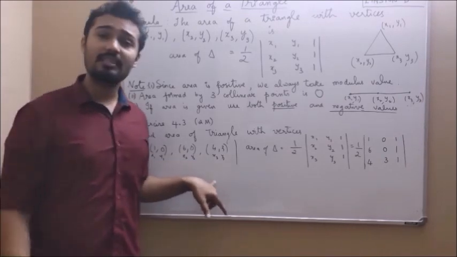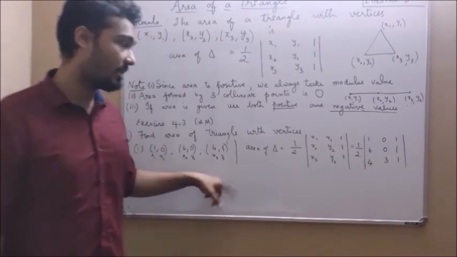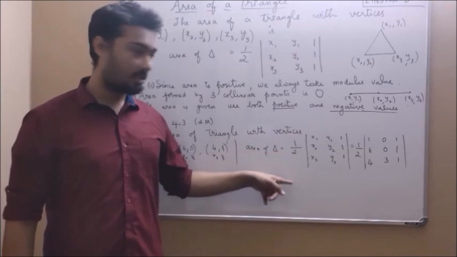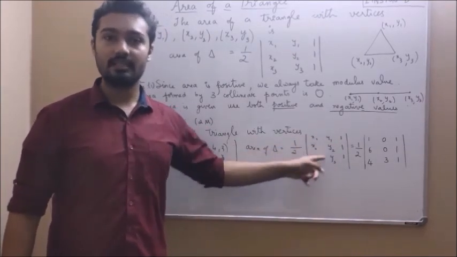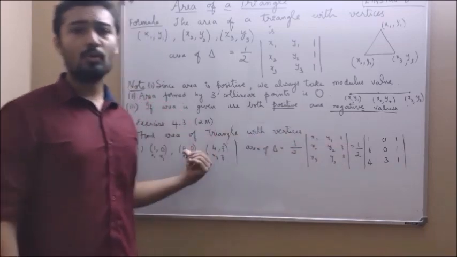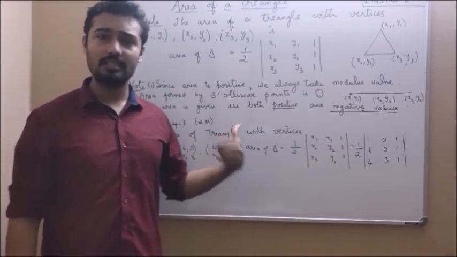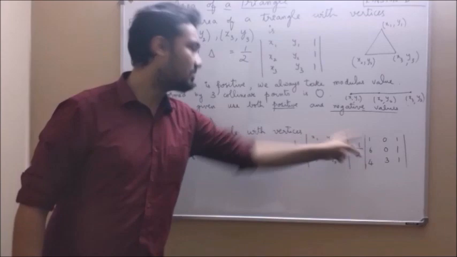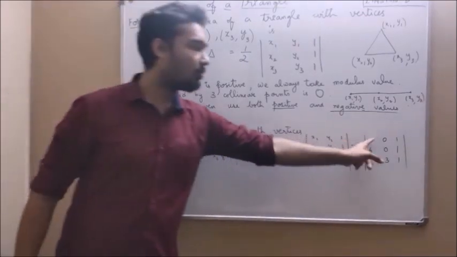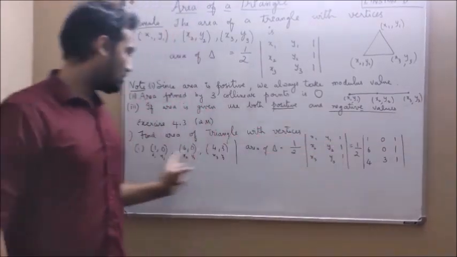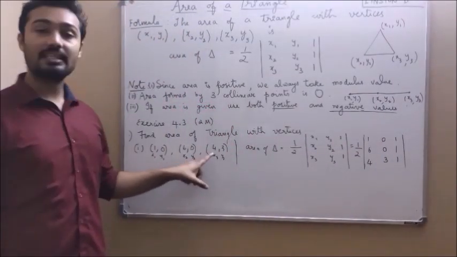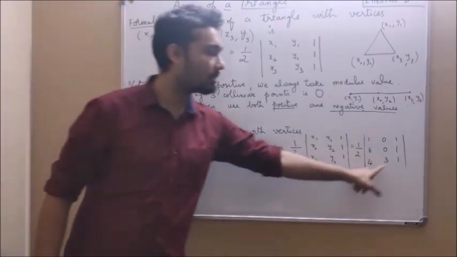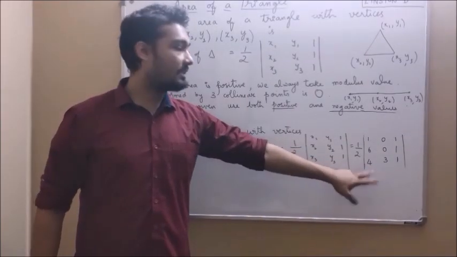Then, what is the area of the triangle formula? The area of the triangle is half the determinant of x1, y1, 1, x2, y2, 1, x3, y3, 1, which is equal to, substitute. So x1, y1 is 1 and 0, substitute. x2, y2 is 6, 0, substitute. x3, y3 is 4 and 3, substitute. Now, this is the determinant.